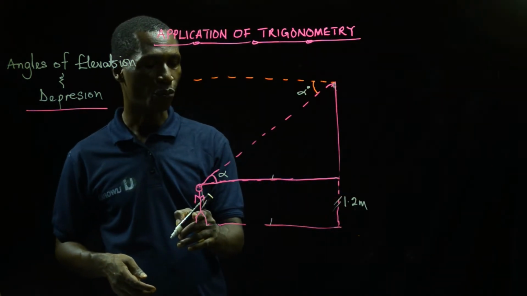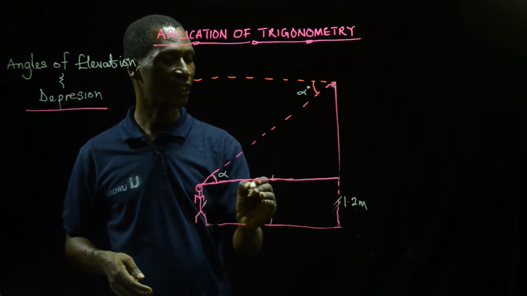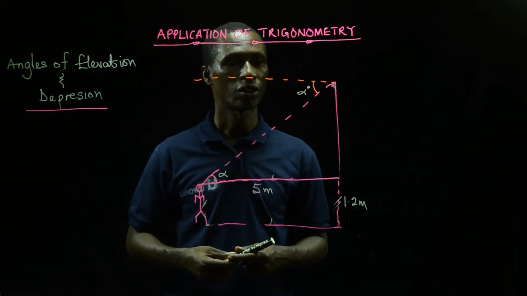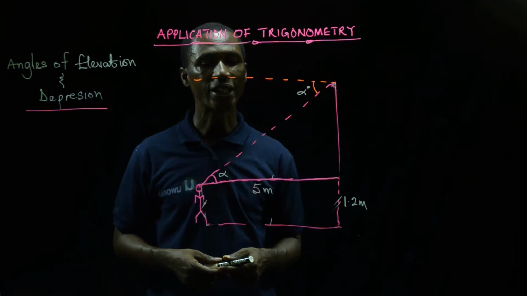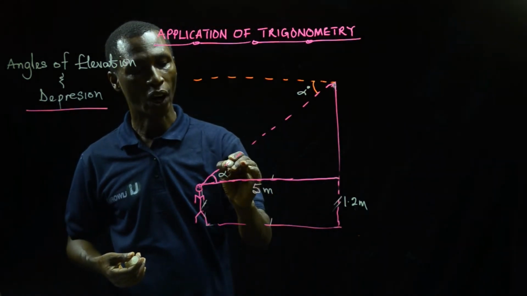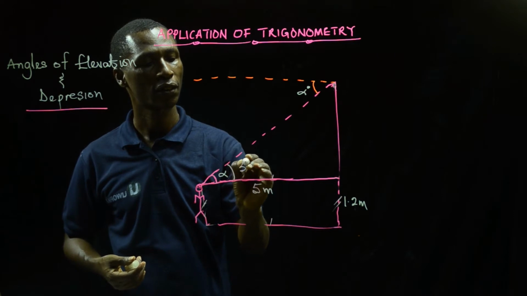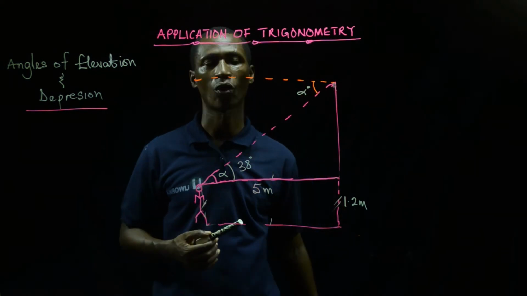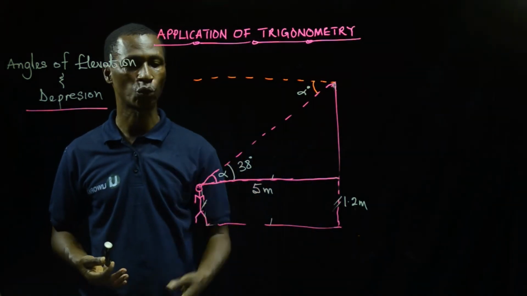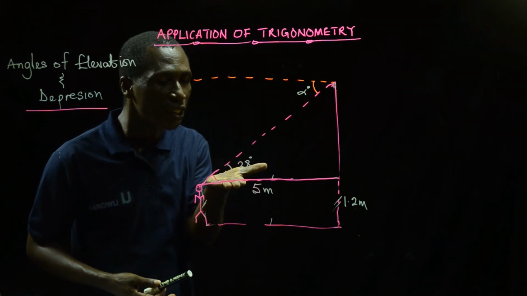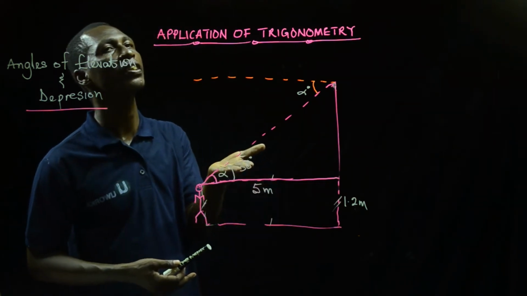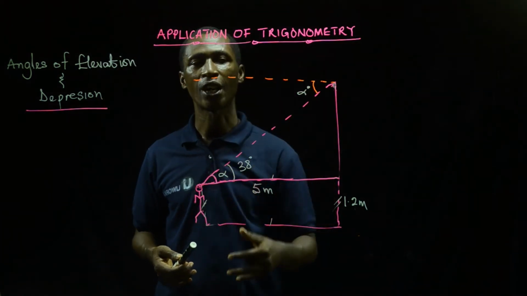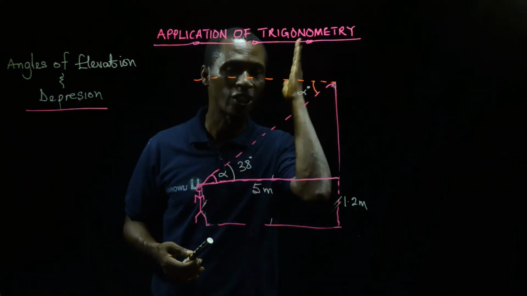So if he's standing away from the tree, let's say he's standing 5 meters away from the tree. If he has to raise his head through an angle of 38 degrees in order to be able to see the top of the tree, what will be the height of the tree? That's a simple question I've deduced. If he has to raise his head through an angle, like I'm raising my head like this, in order to see the top, through an angle of 38 degrees, what is the height of the tree?